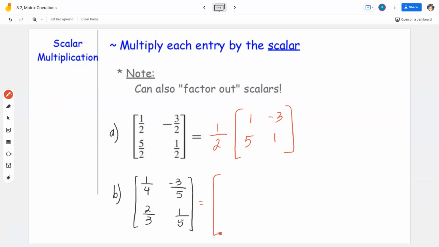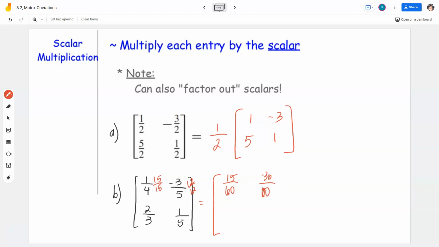Oh, wait, 15. Oh, yeah. So I can have 15 60ths, right? So I can multiply by 15 over 15. What else? 12 and 12? Cool. So what's this one going to become? Negative 36 over 60.